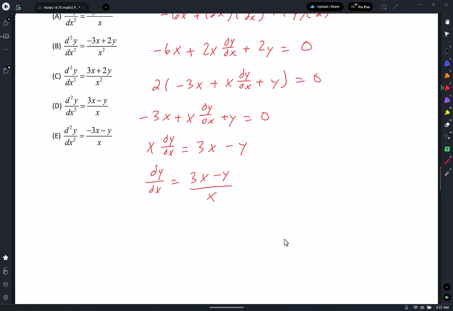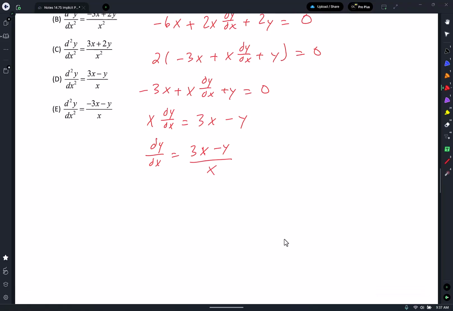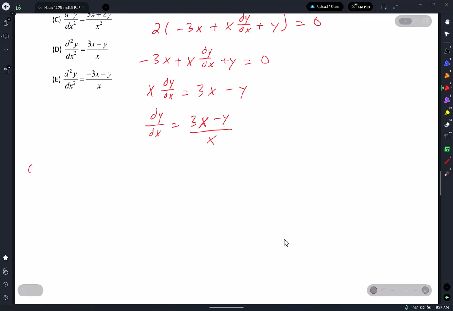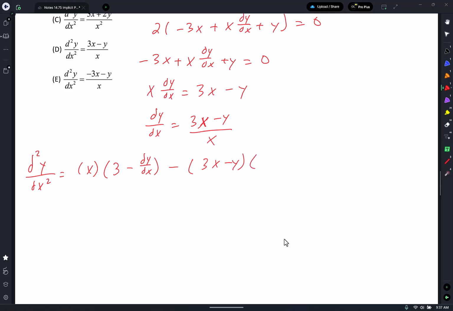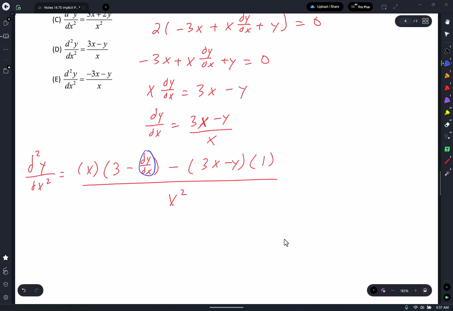Now find the derivative again. What rule do I have to use? Quotient. Make sure your x's look like x's and your y's look like y's, because that might be the biggest issue. Second derivative, so d squared y over dx squared equals bottom, derivative of the top, 3 minus dy dx, minus top, 3x minus y, times derivative of the bottom, 1, all over bottom squared. We still okay? This dy dx right here, I'm going to substitute that expression.